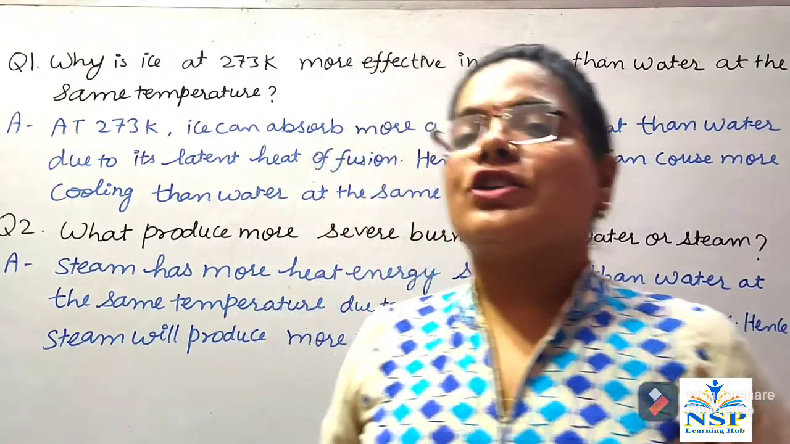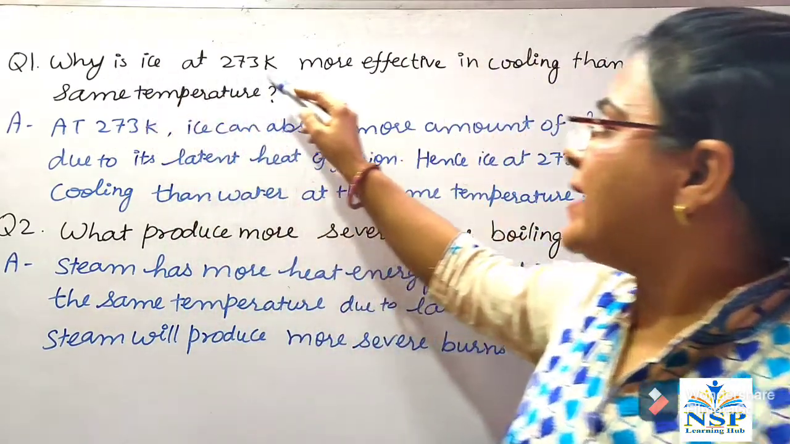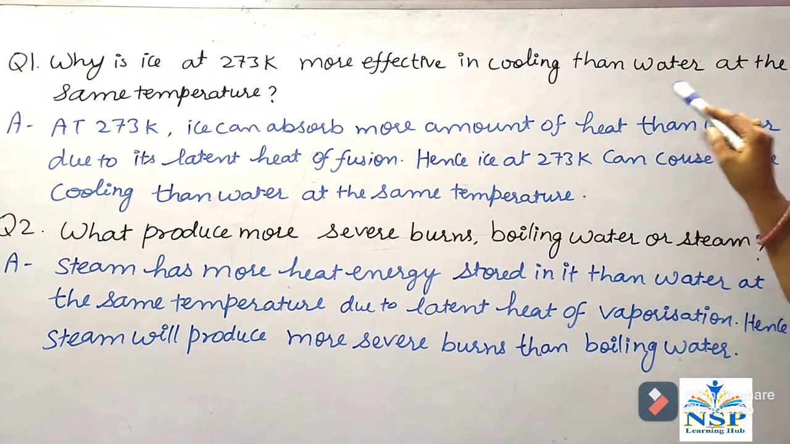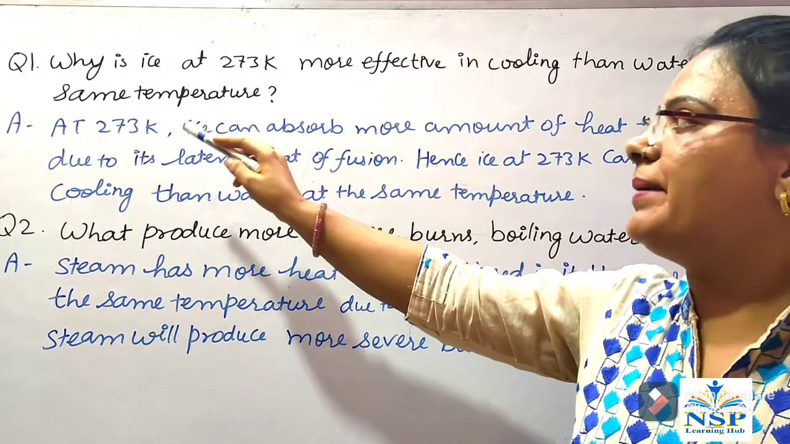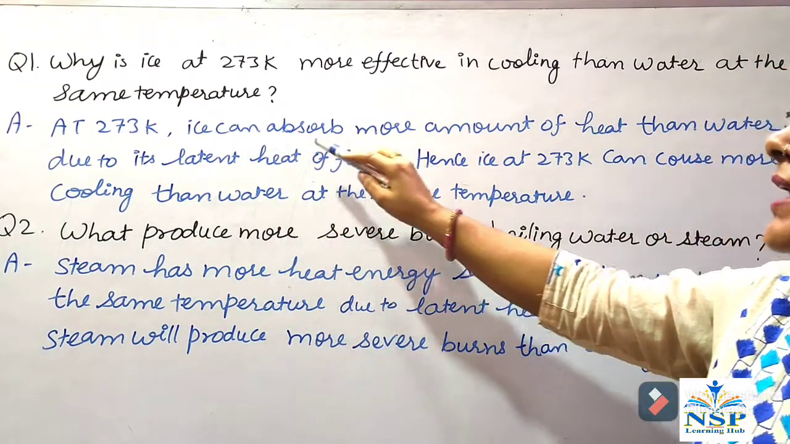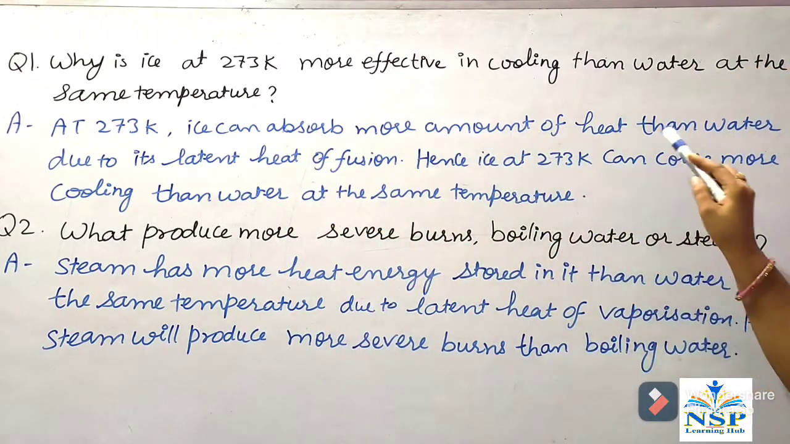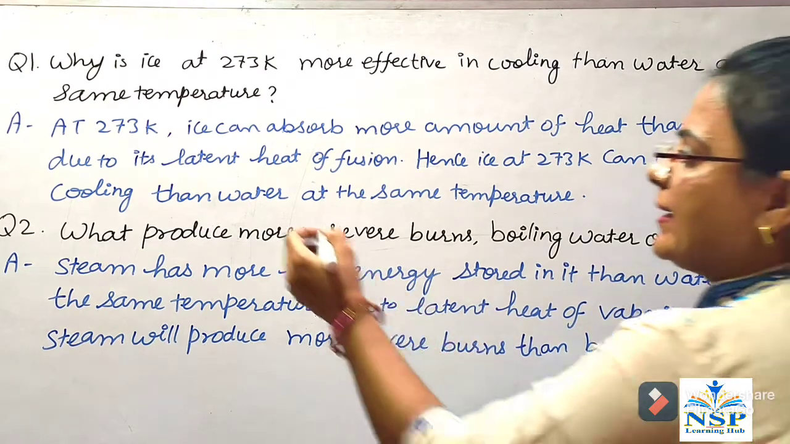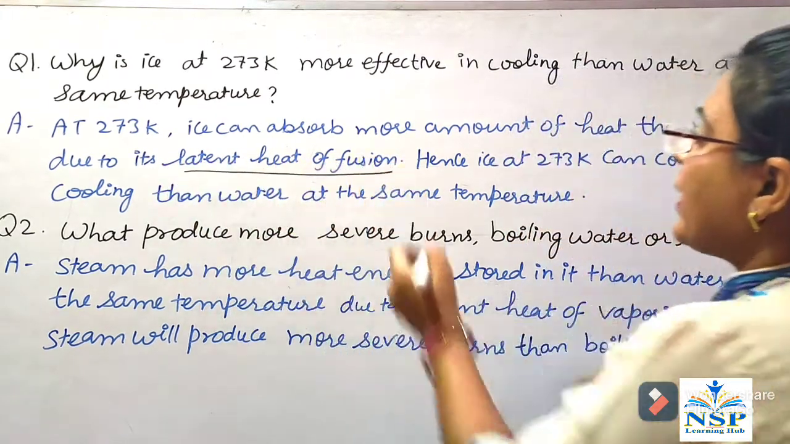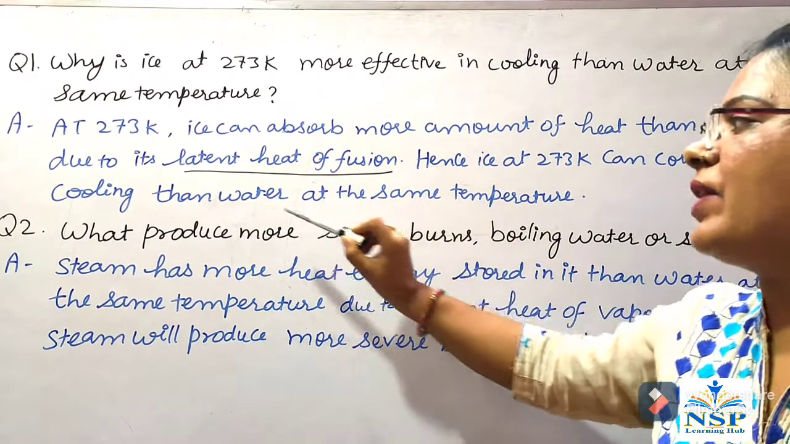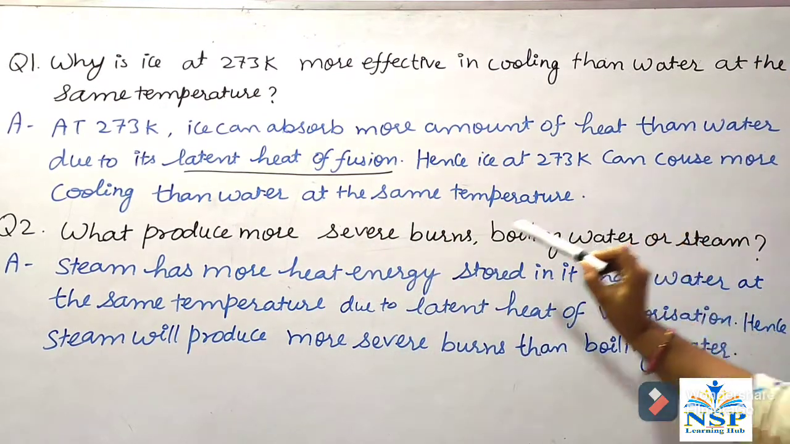It's time for question answer. Why is ice at 273 Kelvin more effective in cooling than water at the same temperature? At 273 Kelvin, ice can absorb more heat than water due to its latent heat of fusion. Hence, ice at 273 Kelvin can cause more cooling than water at the same temperature.